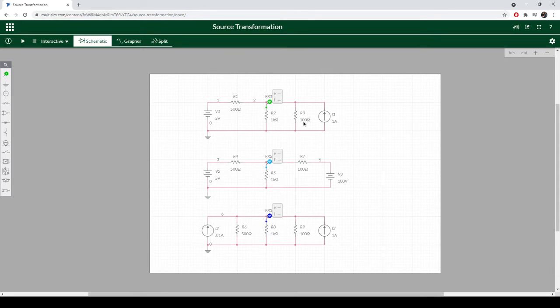But if we apply source transformation, we can change this current source right here into a voltage source. We have to take into account a parallel resistance. So if I have a parallel resistance with a current source, I can transform that using Ohm's law. 1 amp through 100 ohms equals 100 volts. But then my resistance moves into a series connection instead of parallel. And now looking at this is a much easier circuit to understand.